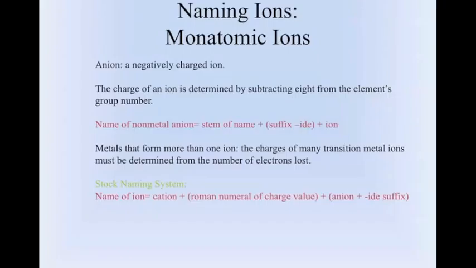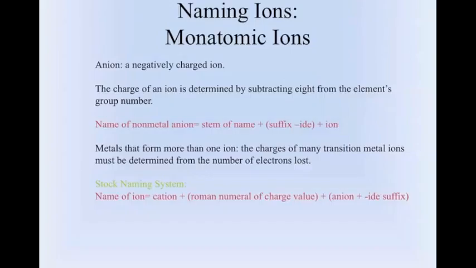Naming monatomic ions. An anion is a negatively charged ion. The charge of an anion is determined by subtracting 8 from the element's group number. So the name of a nonmetal anion is the stem of the name plus the suffix IDE plus ion. For determining the anion charge, you take the element's group number, so let's say it's group 8, and you subtract 8 from that, and you get a charge of 0.